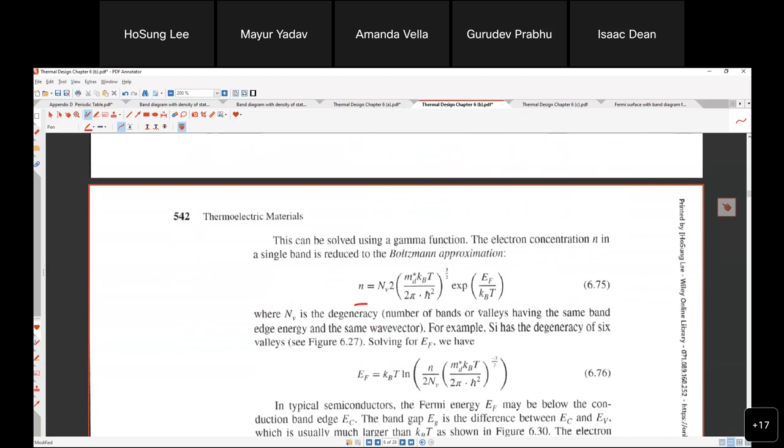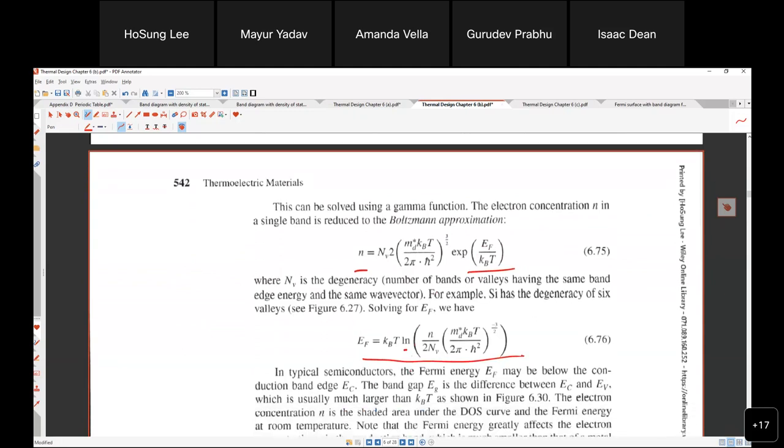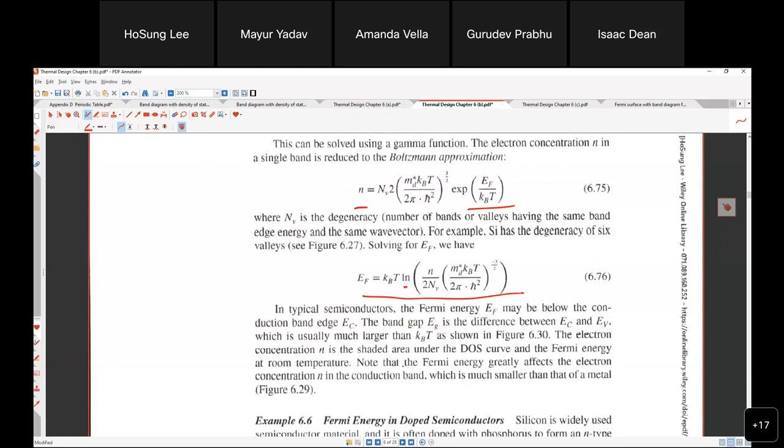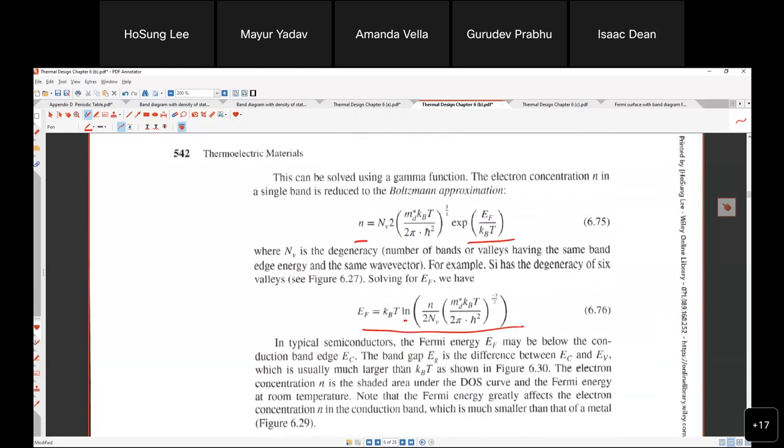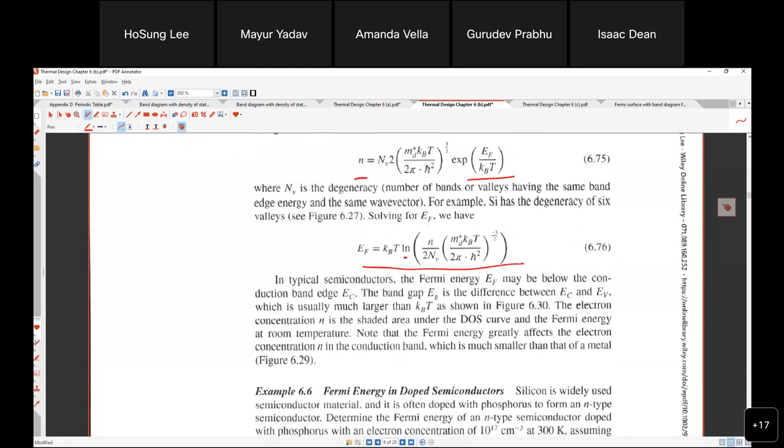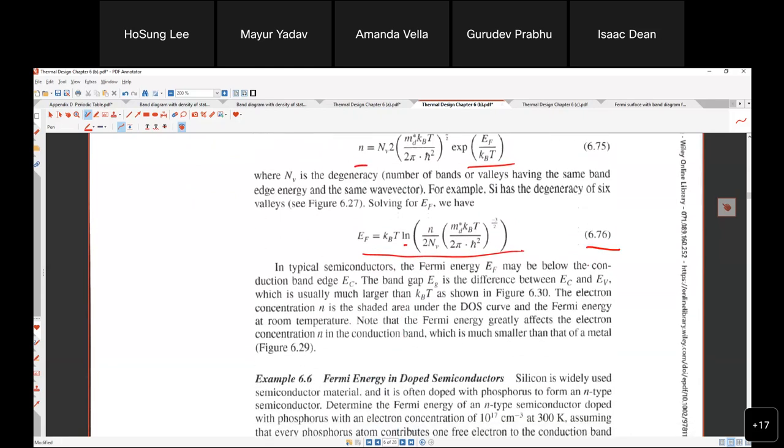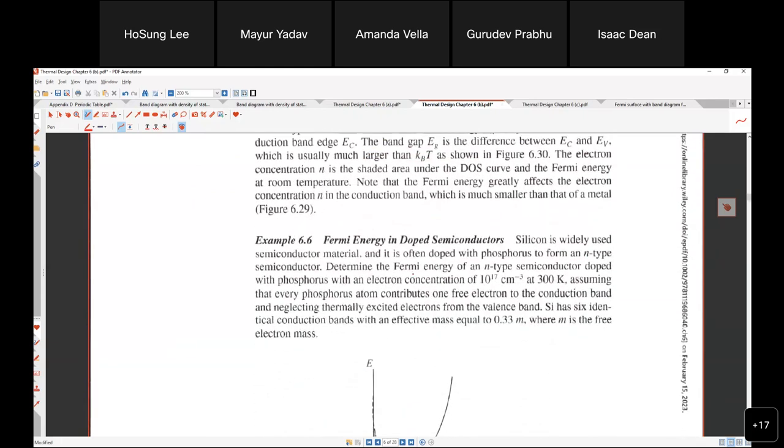the electron concentration in terms of, look at that, this exponent of the Fermi energy, just inverse calculating with the natural log. So even for semiconductors, if it is a semiconductor, then we can calculate using this. Okay, so let's look at it.